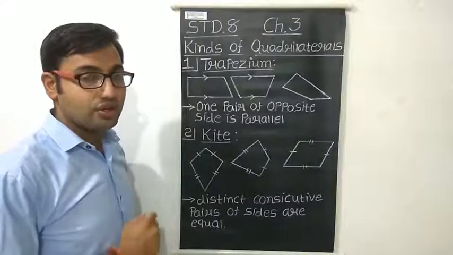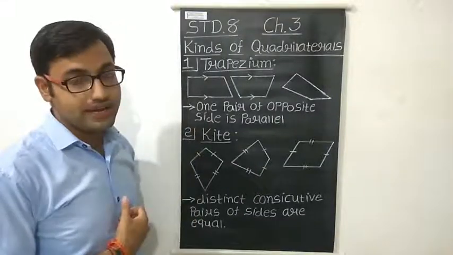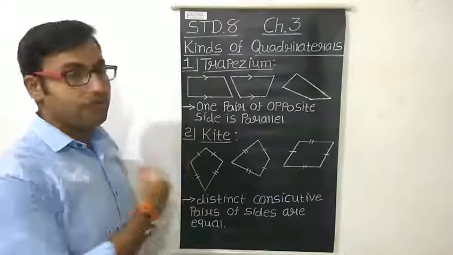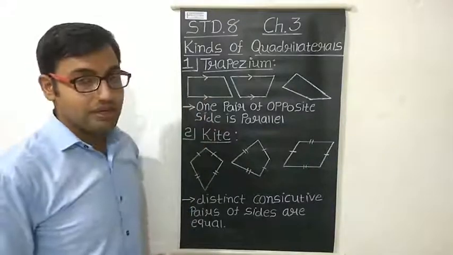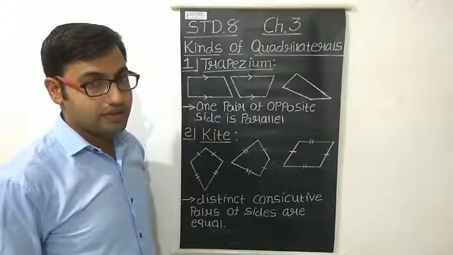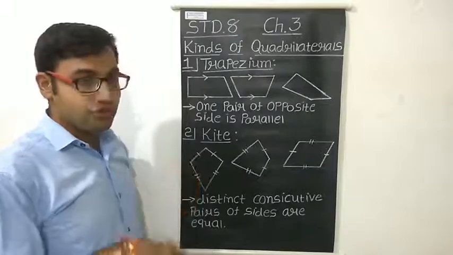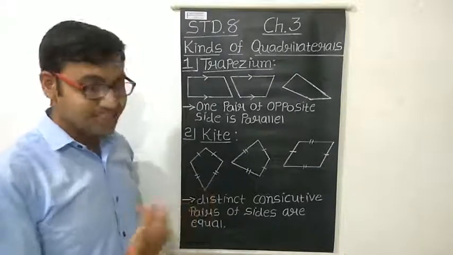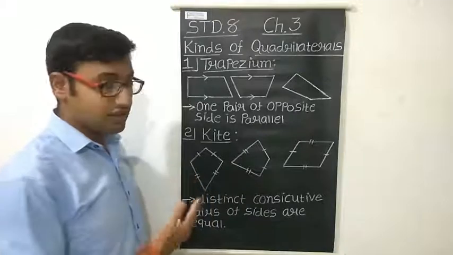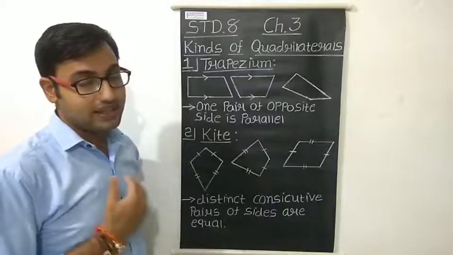Hello students, today we will study the kinds of quadrilaterals, that means the types of quadrilaterals. This is the topic of standard 8, chapter number 3, understanding quadrilaterals. So till now we have studied the different types of curves. From that we classify the polygons, and from polygons we classify the quadrilaterals.